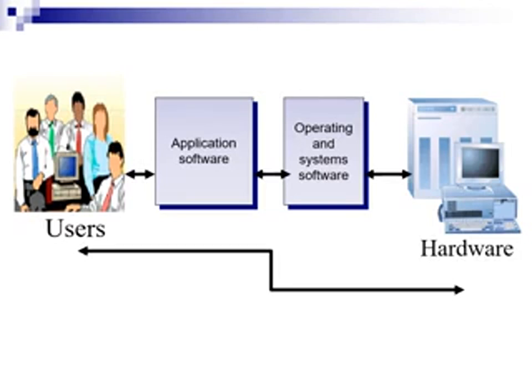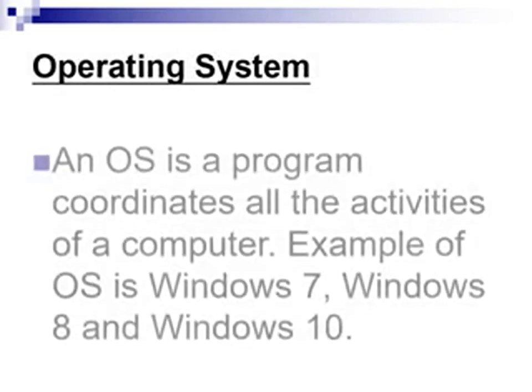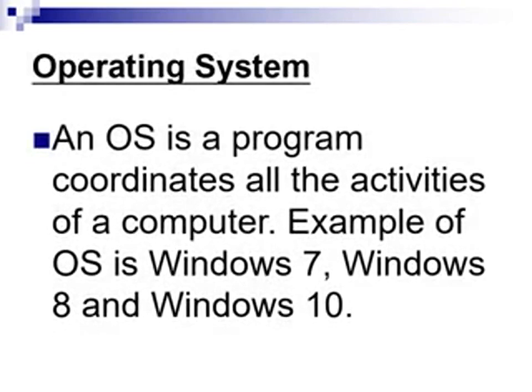So that is the function of an operating system, to act as a buffer between you, the user, and the hardware, and it also controls the resources. The applications must ask permission from the operating system to go through. You access them via the operating system. So an operating system, as stated, is a program that coordinates all the activities of a computer. Examples of operating systems are Windows 7, Windows 8, and Windows 10.